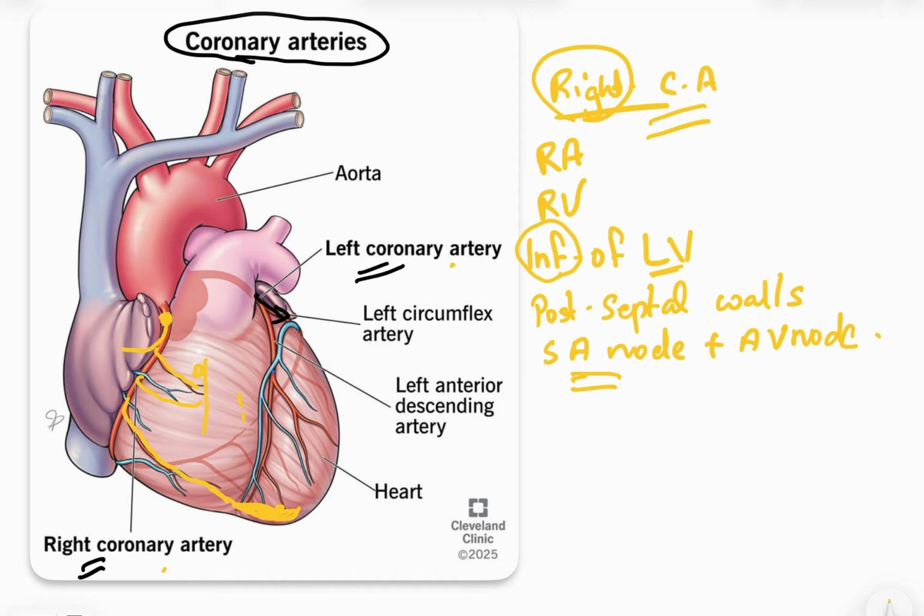Okay, so now we are going to the left coronary artery. We'll use red for the left coronary artery. We can see the left coronary artery arising from the ascending aorta here, and it divides into two branches. You can see the left anterior descending artery, and another branch going to the back side of the heart, the left circumflex artery. So the left coronary artery has two branches.